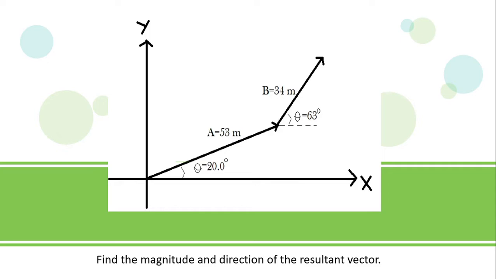What is a resultant vector? It is the vector sum of the two vectors here, which is also, we can say, the shortest distance from the starting point, which is from the origin, to the end point here. So we can say that's our resultant vector. We are to find its magnitude and its direction, or theta r.